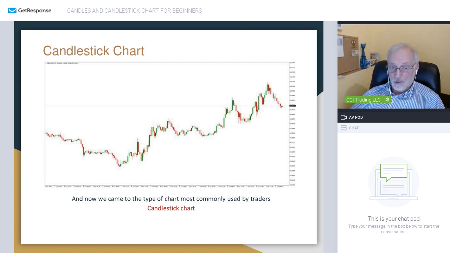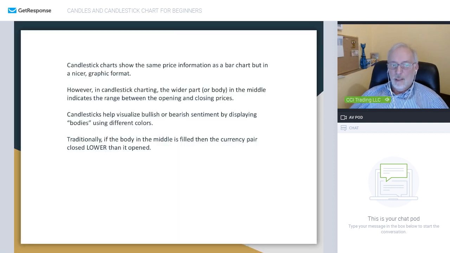The difference is such that candlesticks, they have bodies. So I will now show you in details what I mean bodies. And maybe at the beginning, a short description. Candlesticks shows, we have the same information on a candlestick like we have on a bar. But I believe that this is a bit nicer. It's a graphic format. Because in the candlesticks, the wider part or the body in the middle shows us the range between opening and closing prices, which we didn't see so easily on the bar chart. So those bodies can help us quickly to understand, is the market growing or falling, just because there will be some different colors.